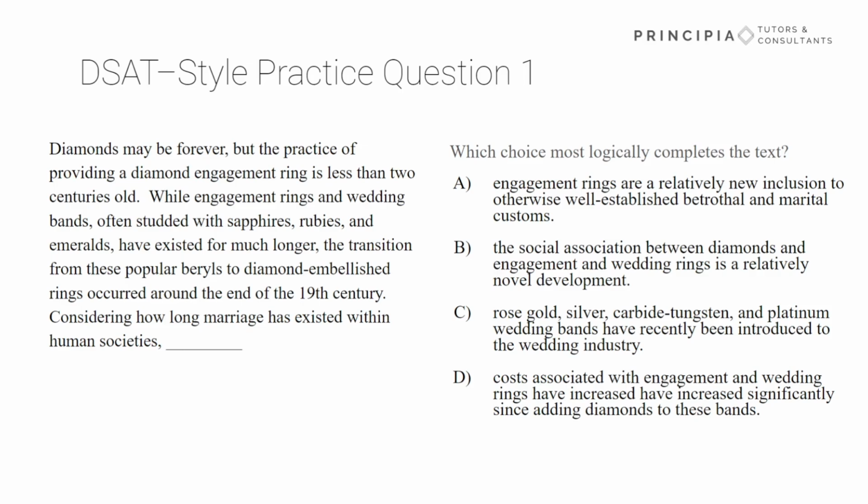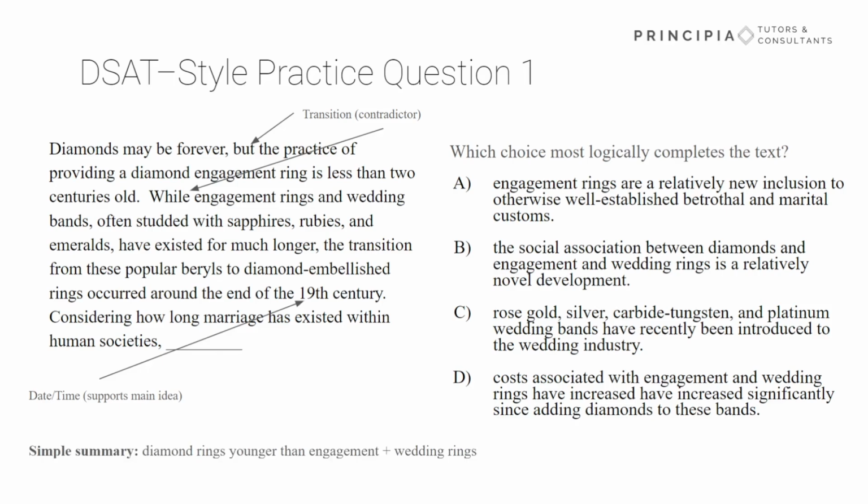All right, so what are some of those QDPIE elements that we can identify? So first, look at those contradictor transitions. We have but and while. We have a date time for the 19th century. And then a simple summary of this passage would be diamond rings are younger than engagement and wedding rings. We can see that where it even says engagement diamonds less than 2 centuries old.